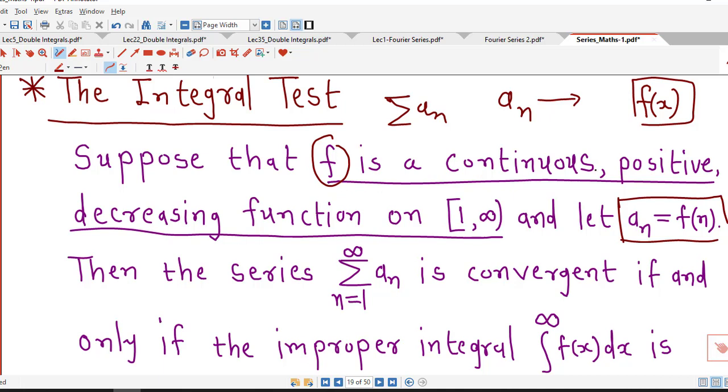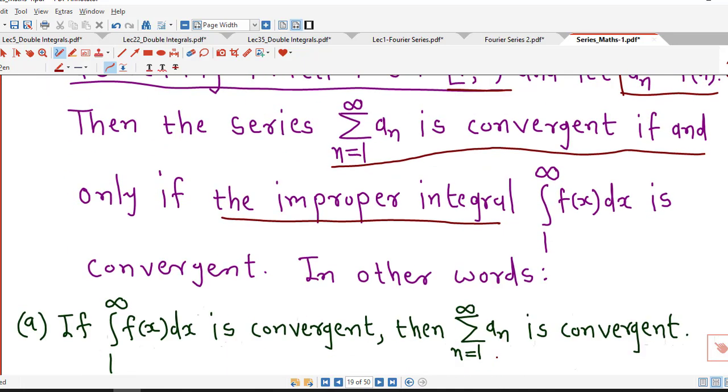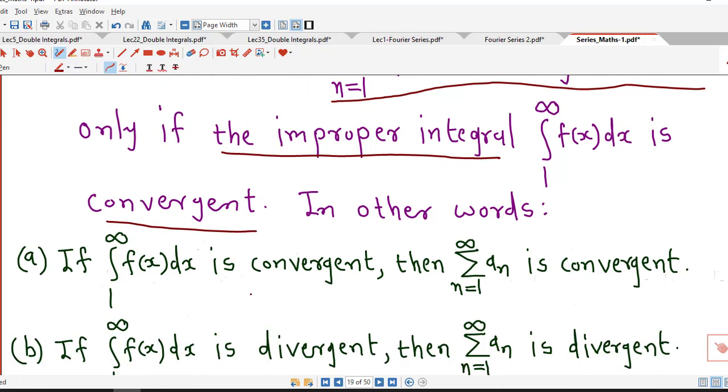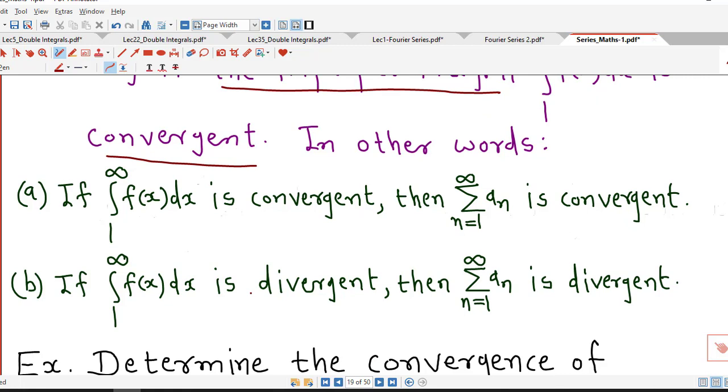So suppose that f is a continuous, positive, decreasing function on the interval [1, infinity), and let a_n equal f of n. Then the series sigma a_n is convergent if and only if the improper integral from 1 to infinity of f(x) dx is convergent. In other words, if this improper integral is convergent, sigma a_n is convergent, and if this improper integral is divergent, sigma a_n is divergent.